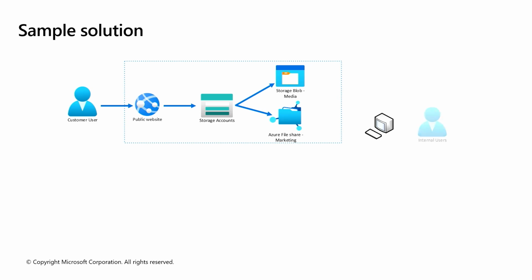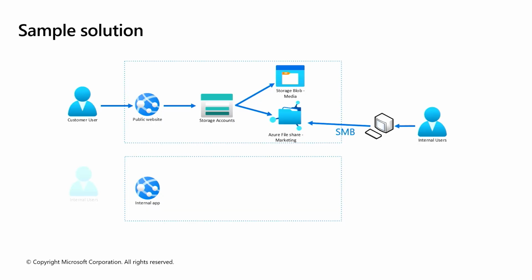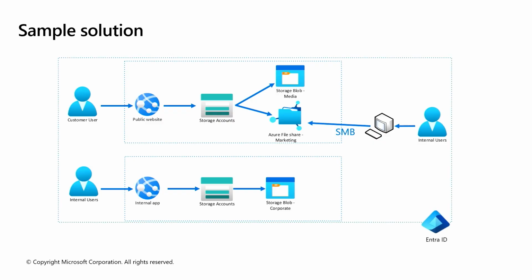We will provide a mapped drive for the internal users using their workstation to access directly through SMB to the file share. Now, for our internal application, for the internal users, they can have their own isolated backend storage account that is suitable to hold the corporate files. We can choose blobs since they are providing us the immutable blob storage capability. We will wrap it nicely with Entra ID authentication to assure secure access.